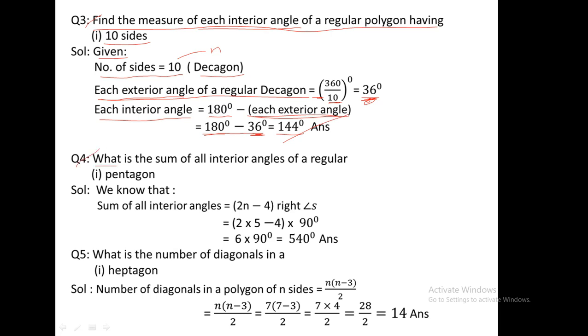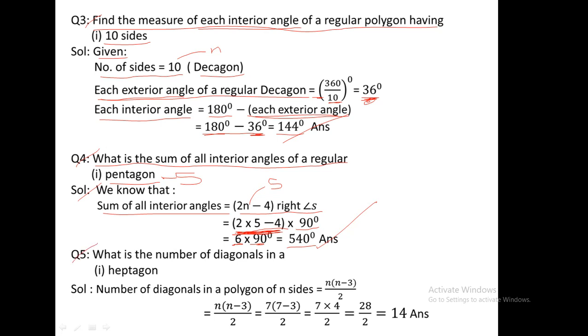Question number 4. What is the sum of all interior angles of a regular pentagon? Here again the number of sides in a pentagon is 5. So in the solution we have to find the sum of all interior angles. The formula for the sum of all interior angles equals 2n minus 4 into right angles. So in place of n we put 5. So 2 into 5 minus 4 into 90 degrees. When we solve, 2 into 5 is 10, 10 minus 4 is 6. So 6 into 90 comes to 540 degrees.